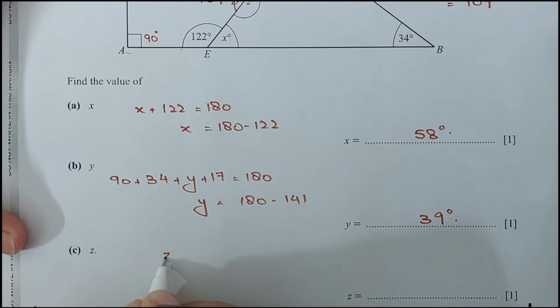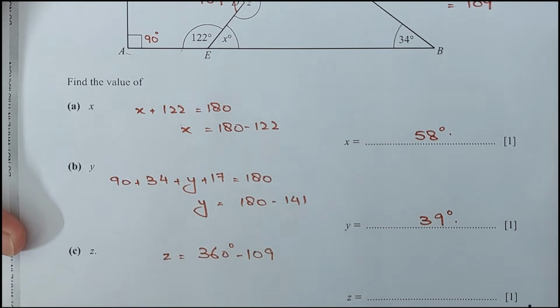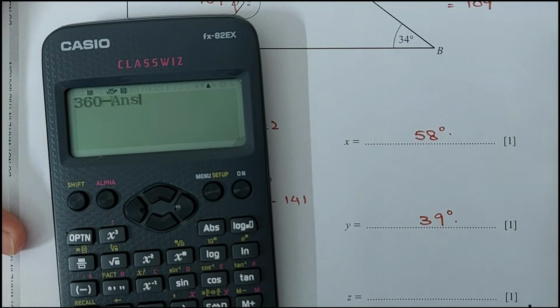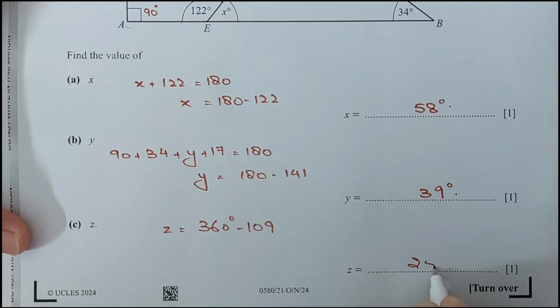So what is z? So angle z is, from 360 degrees, you have to subtract 109. 360 subtract 109, this is 251. So that angle z is 251.